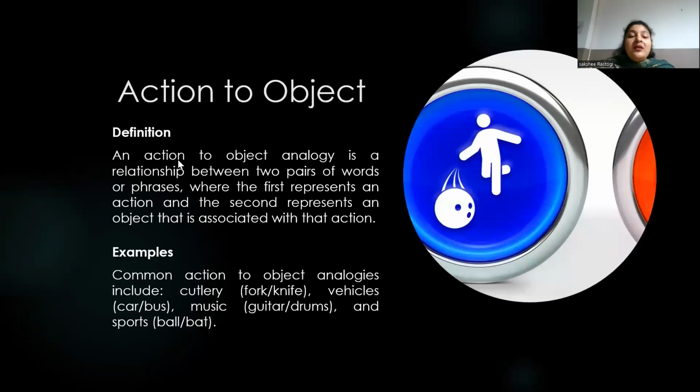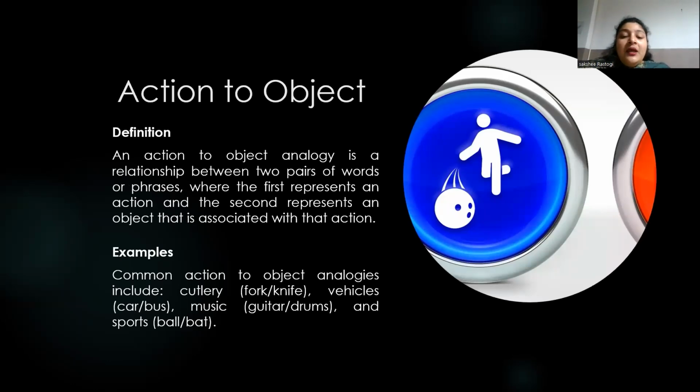So what do you understand by action to object? See, it is a type of analogy that relates an action or verb to the object that is affected by the action. In this type of analogy, the relationship between the action and the object is highlighted, showing how the action is directed towards the object. The structure of an action to object analogy is typically action to object and action to object.